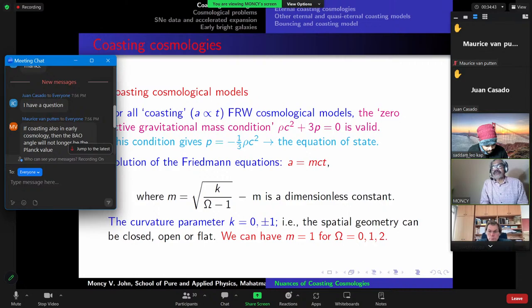But regarding the coincidence, for me, I'm not clear how to connect it with the black hole situation.